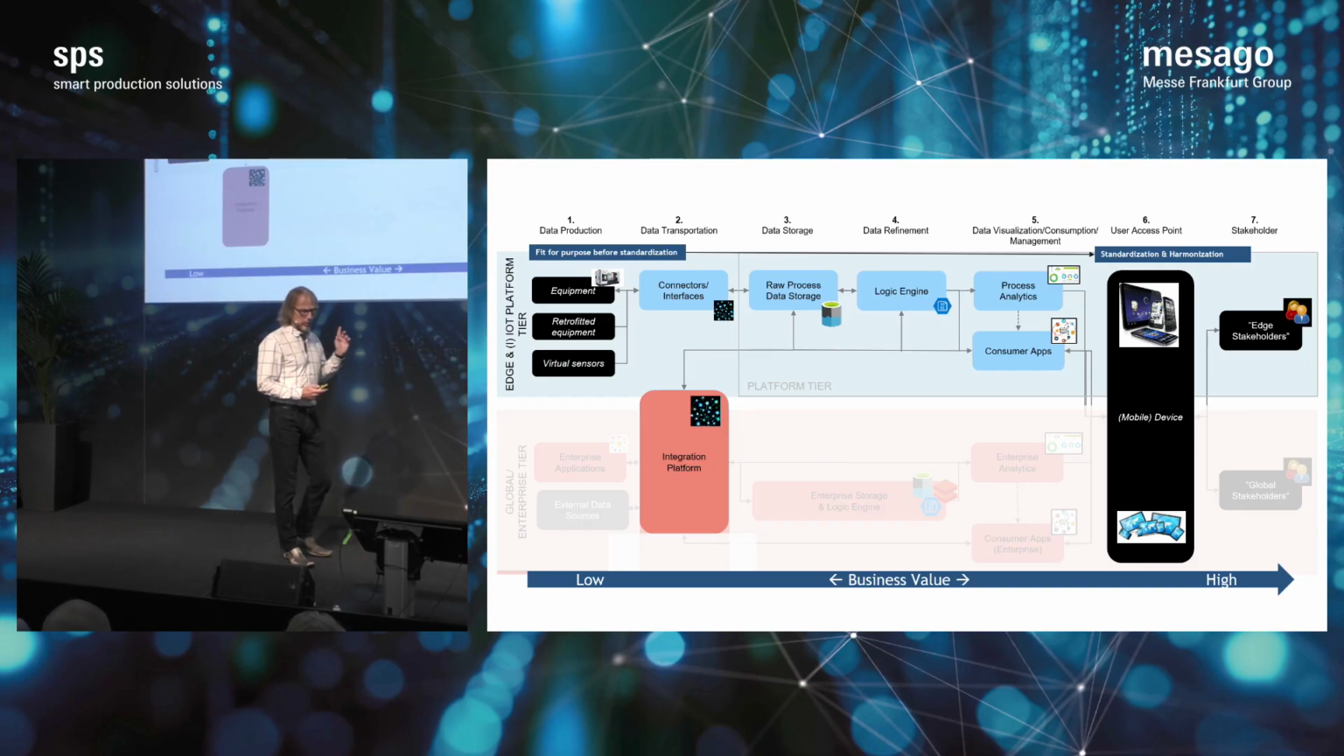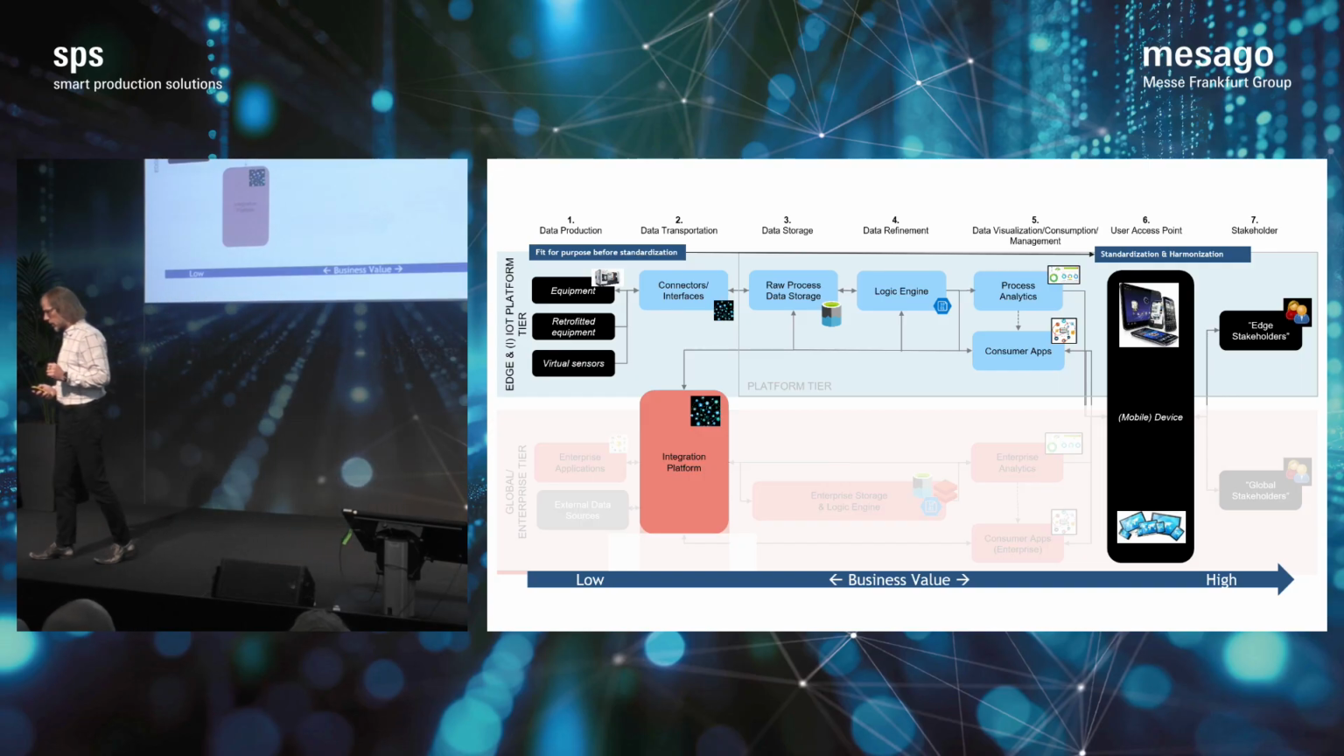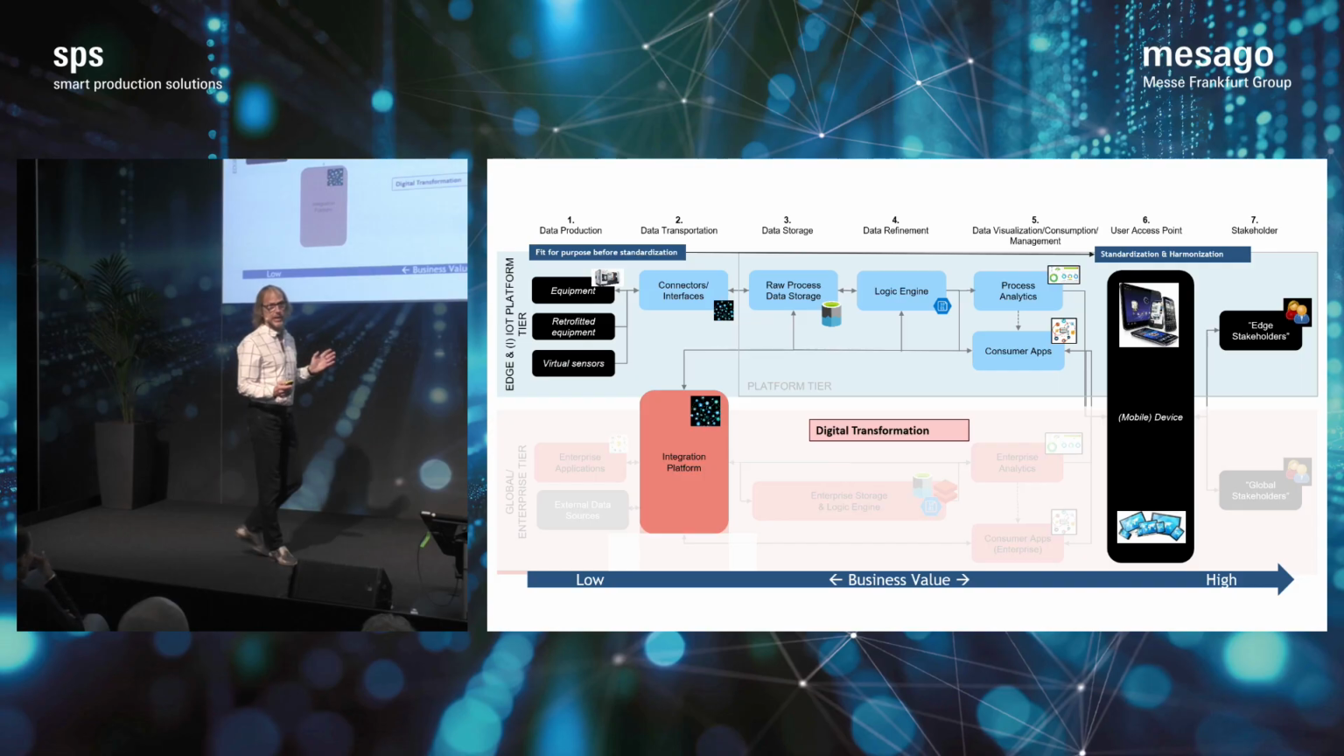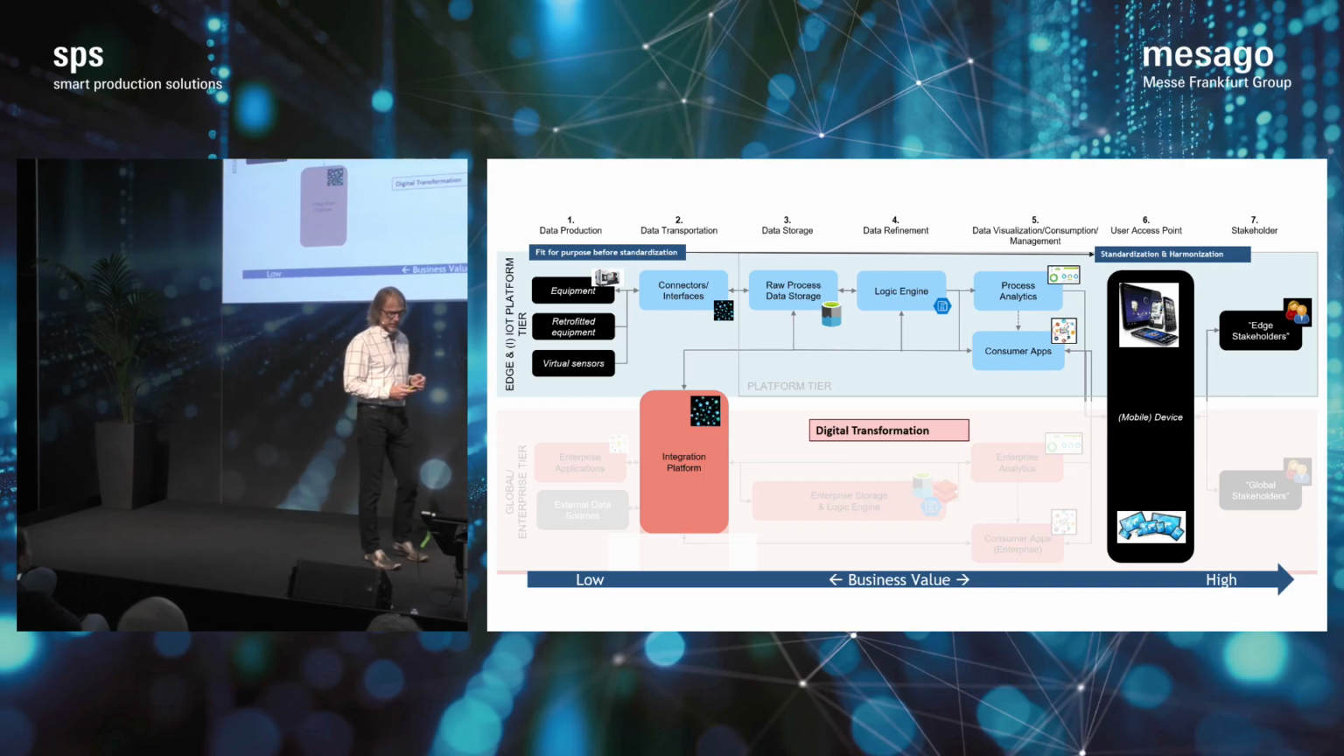The upper blue swim lane, we call it the edge or IIoT platform tier. It's in the lower pink swim lane that we usually find initiatives connected to digital transformation, often very mature. And in the upper blue swim lane, we find initiatives connected to Industry 4.0 implementations. Often less mature, but that's a good thing. You can make a big difference, basically.